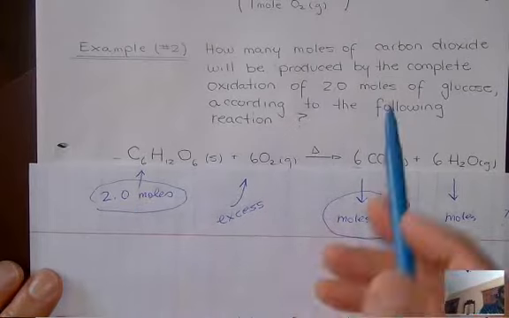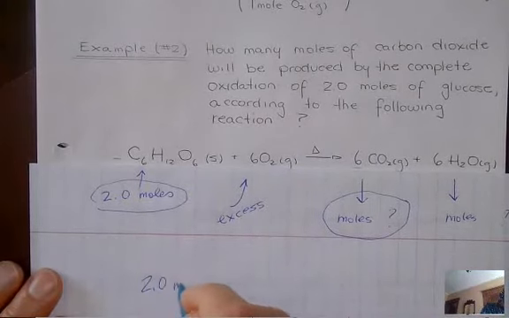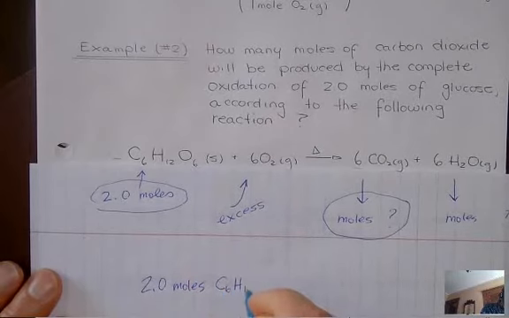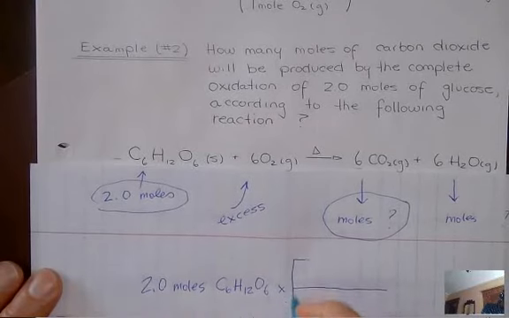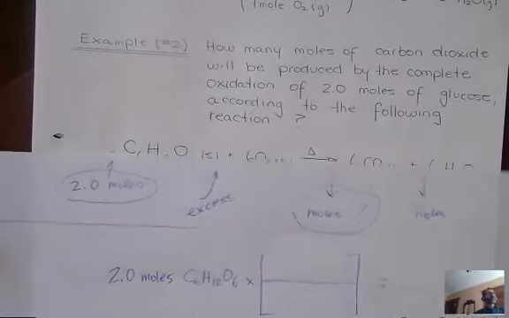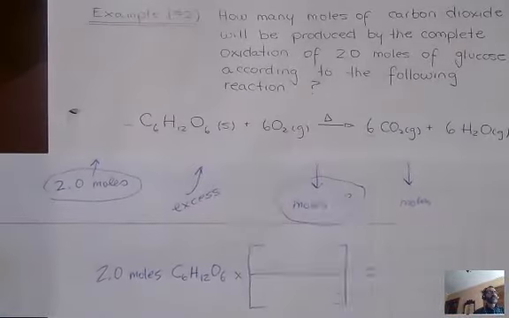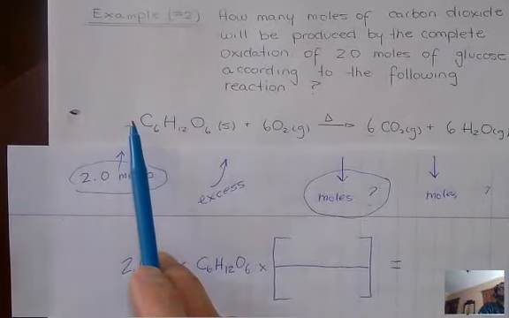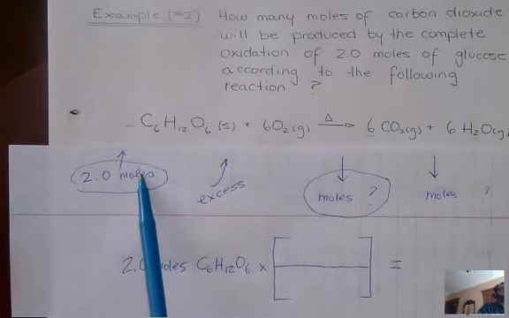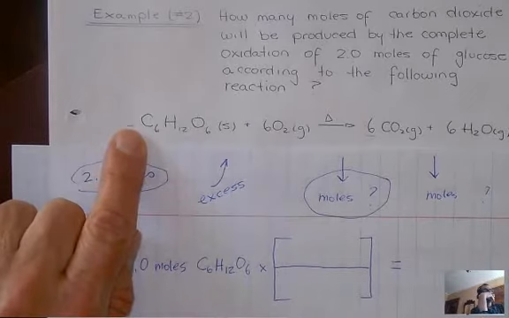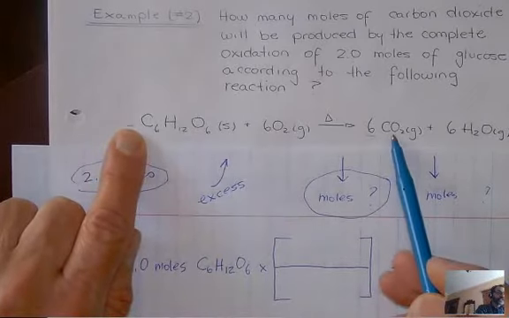Okay, so first thing we do, write down the number from the question. 2.0 moles of glucose. Write down the glucose in its chemical formula, C6H12O6. Okay, multiply it by a bracketed conversion factor. So your bracketed conversion factor is going to come directly from the balanced chemical equation. That's got nothing to do with this 2 moles that went in. So what are you saying? For every 1 mole of glucose that goes in, I get 6 moles of carbon dioxide.